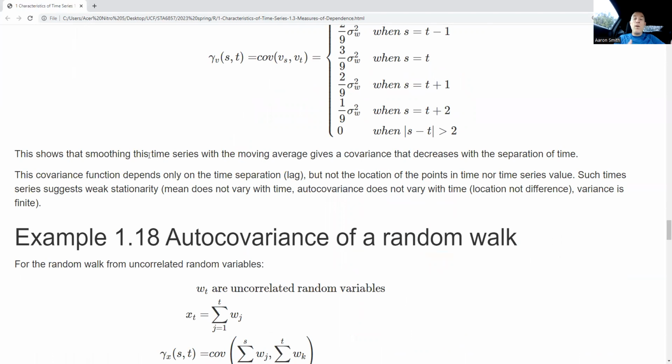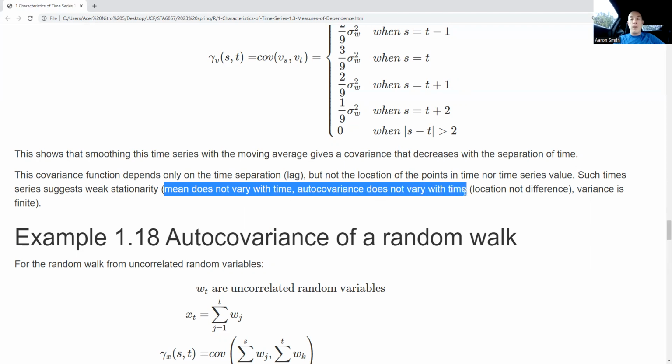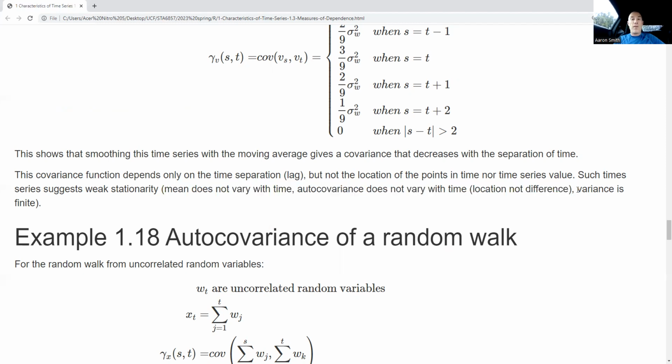So smoothing a time series using moving averages gives a covariance that decreases with the separation of time. The covariance function depends only on the time separation, that is the lag, but not on the location of the points in the time series. And so we're looking at this as being weakly stationary. The mean does not vary with time. The autocovariance does not depend on location, but it can depend on the difference. And the variance is finite.